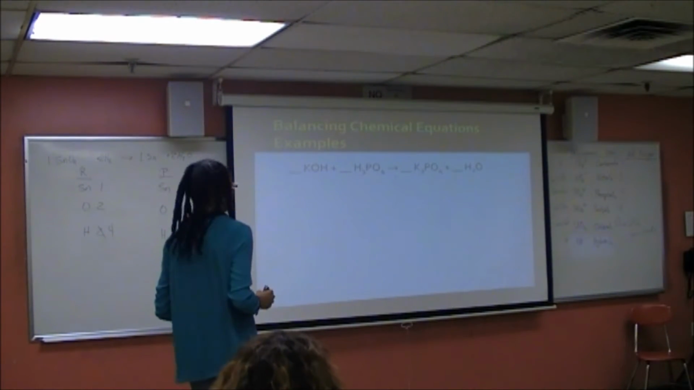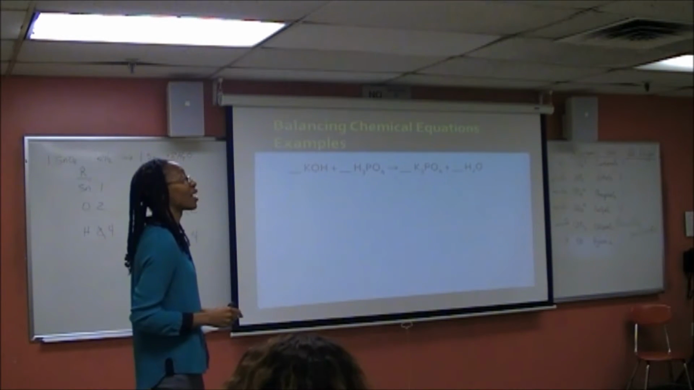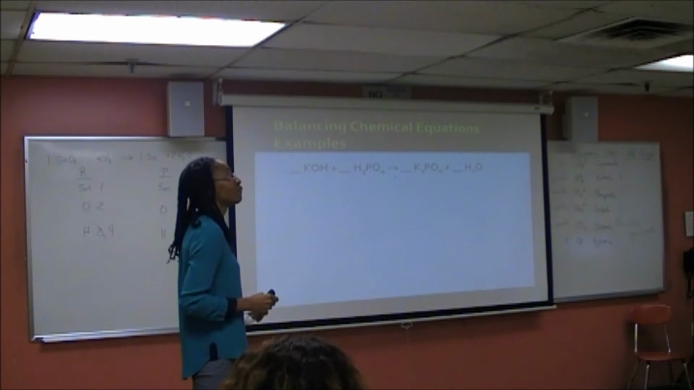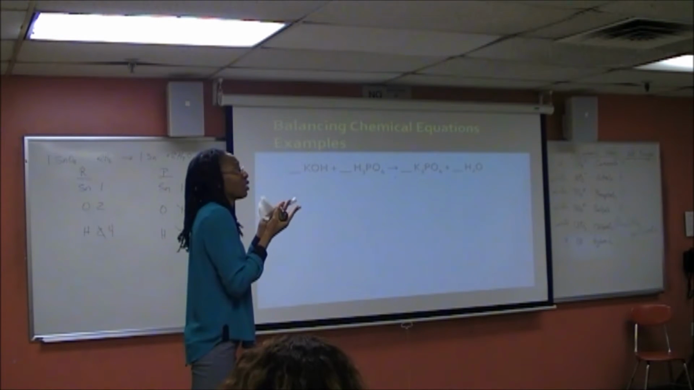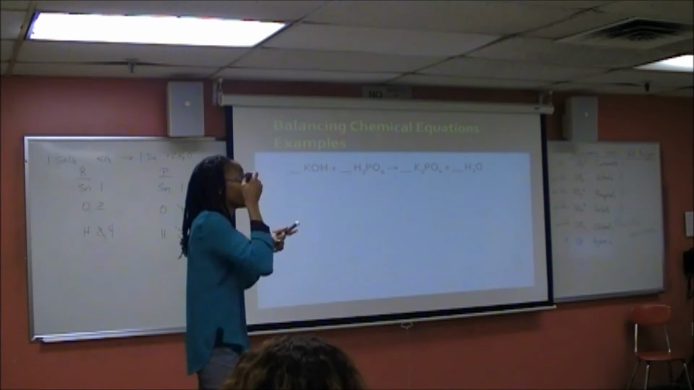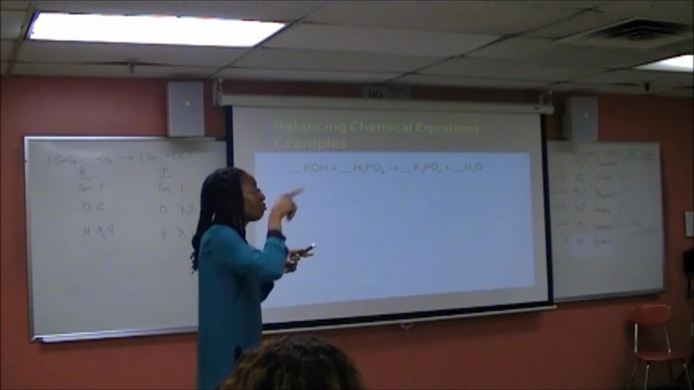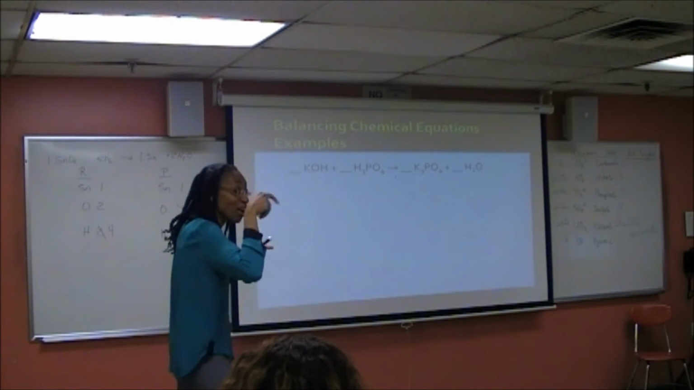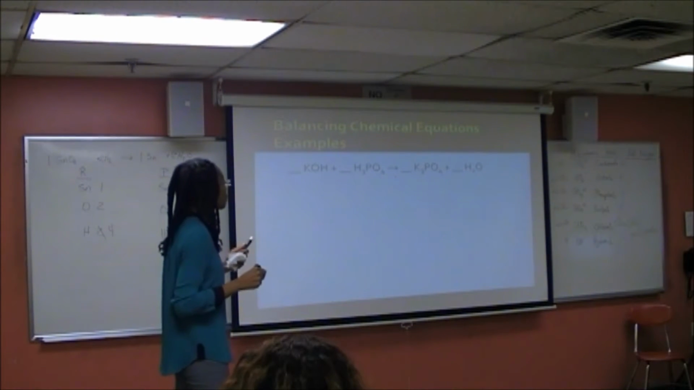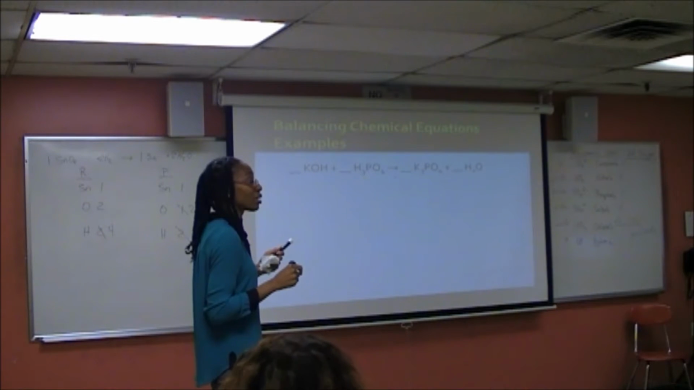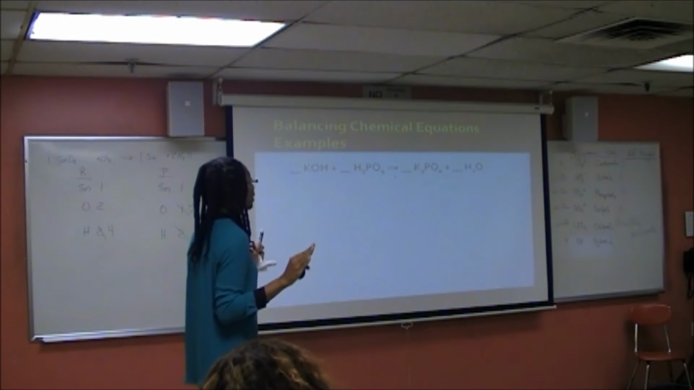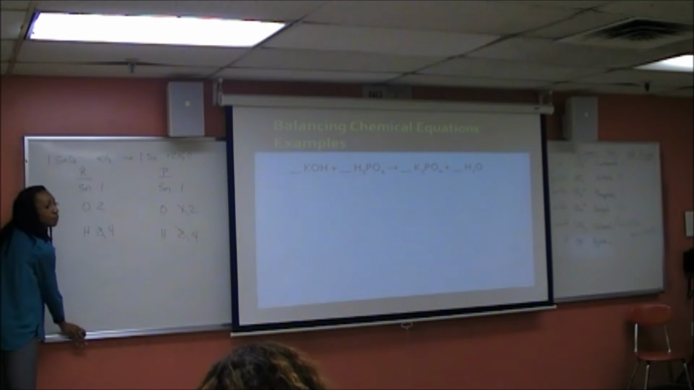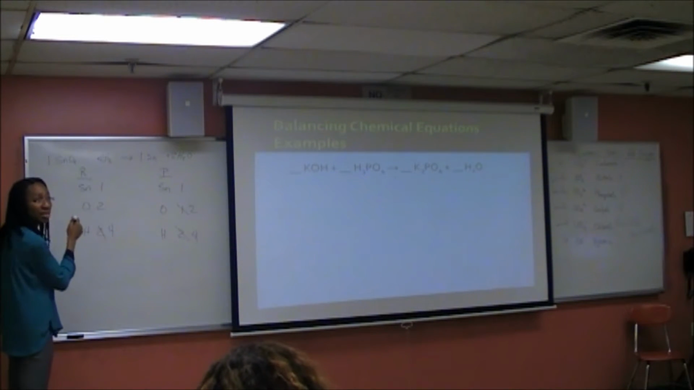Go ahead, Karen. X molecules of potassium hydroxide reacts with X molecules of phosphoric acid to produce X molecules of potassium phosphate and X molecules of water. Very good. Now, do we need to go through this to balance out the equation? Yes, no? Yes.